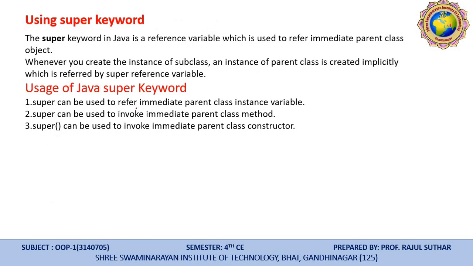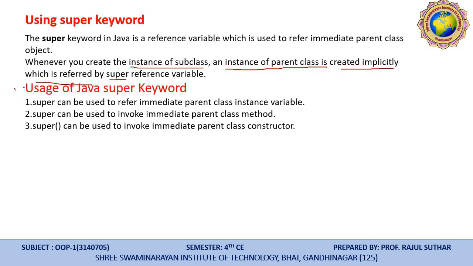Then what is the use of super keyword? The super keyword in Java is a reference variable which is used to refer the immediate parent class object. Whenever you create an instance of a subclass, an instance of a parent class is created implicitly, which is referred by the super keyword. Remember this. Here super keyword is a reference variable.